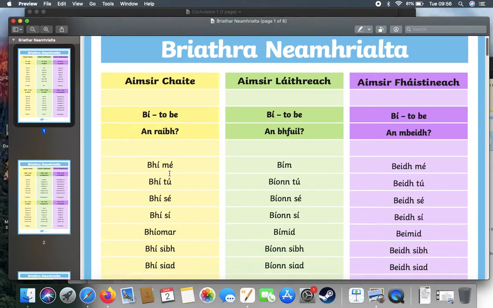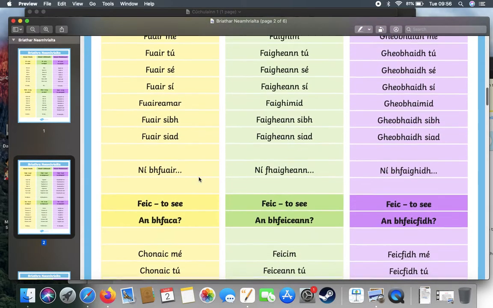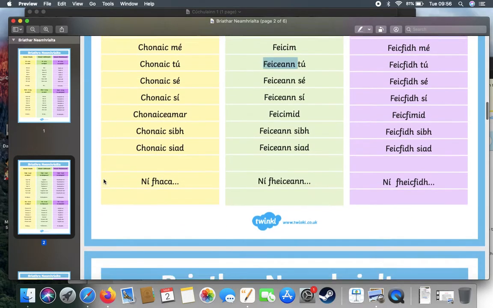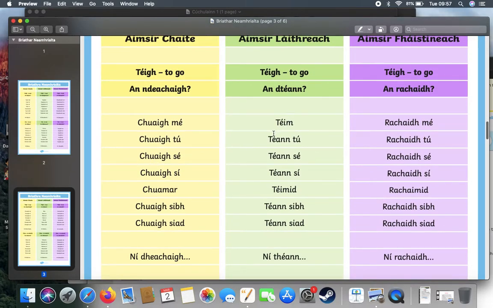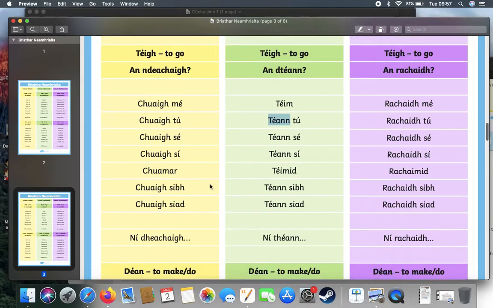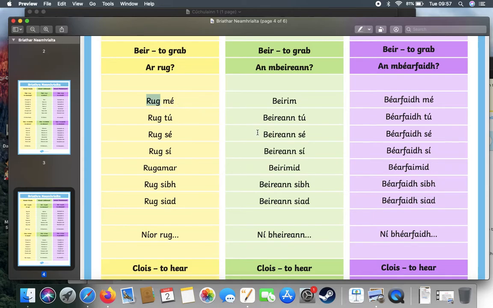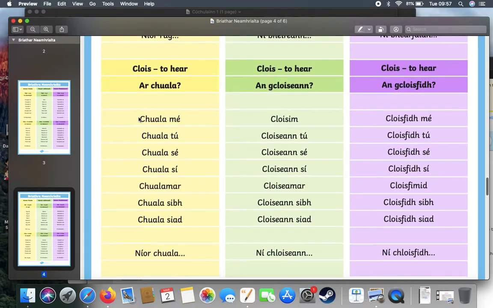Then if you see the word, chonaic, wherever you see chonaic, you're going to change it to feiceann. Feicim was just for I see, but we're talking about Cuchulainn the whole time, like he sees and they see. So it's always going to be this spelling, feiceann. So anywhere you see chonaic changes to feiceann. Any place you see chuaigh changes to téann. Any place you see rug, that he grabbed the ball, changes to beireann. The spelling of it, beireann. Anywhere you see chuala changes to cloiseann.